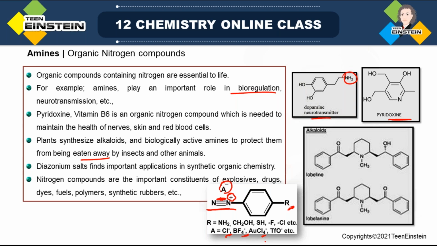Okay, so nitrogen compounds are important constituent for explosives, drugs, dyes, fuels, polymers, synthetic rubbers. So if we want to make all these molecules, then we need some nitrogen compound as starting material. So from naturally present molecule, that is biomolecules, up to some application oriented molecule that we can synthesize by ourselves, from all point of view, organic nitrogen compounds, that is amines, are very important. Fine.